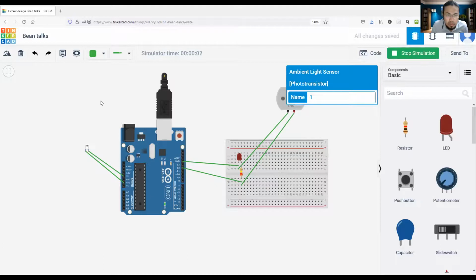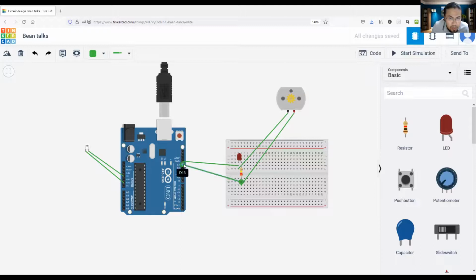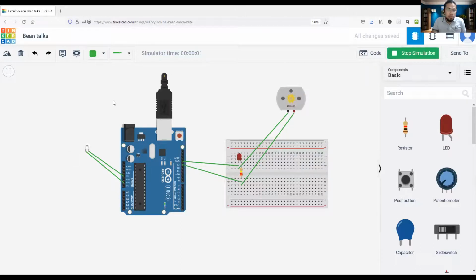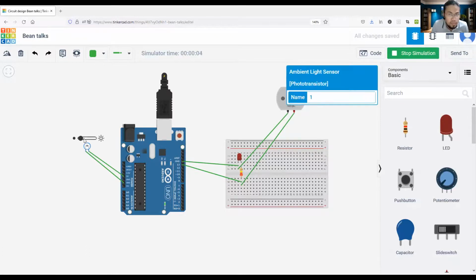Oh, it's not yet working. Let me just see again what's happening. Should be probably one signal away. Yeah, so see the difference. And it's working, right? Depending on the signal.